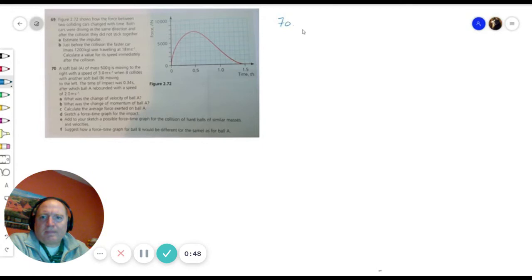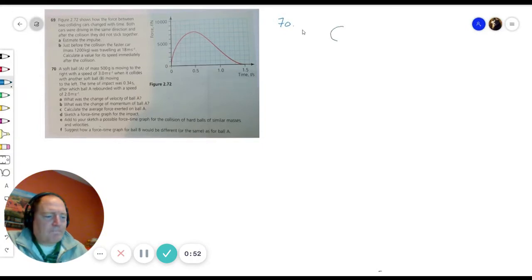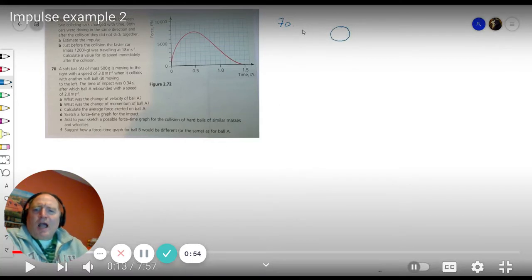All right, so again, I'm going to start with a little diagram as I read through what the question is asking me. So a soft ball, and we'll see why that's relevant.